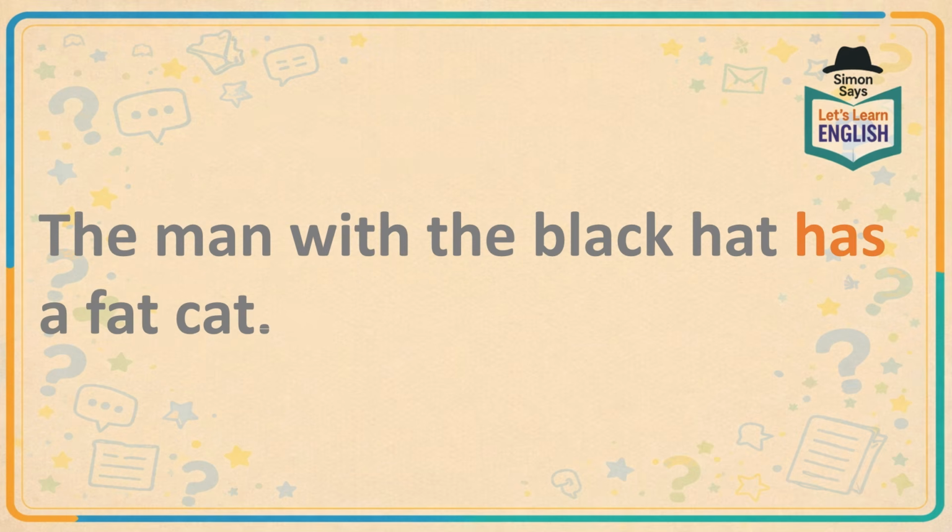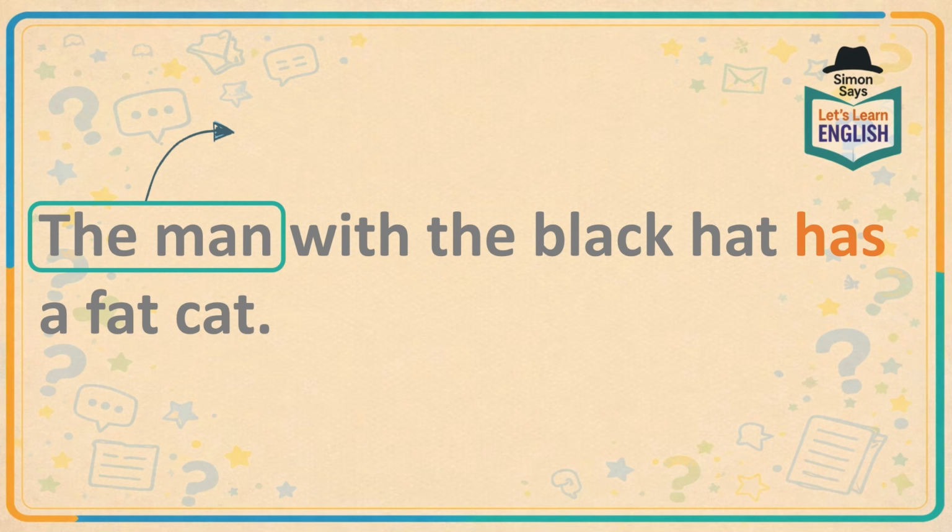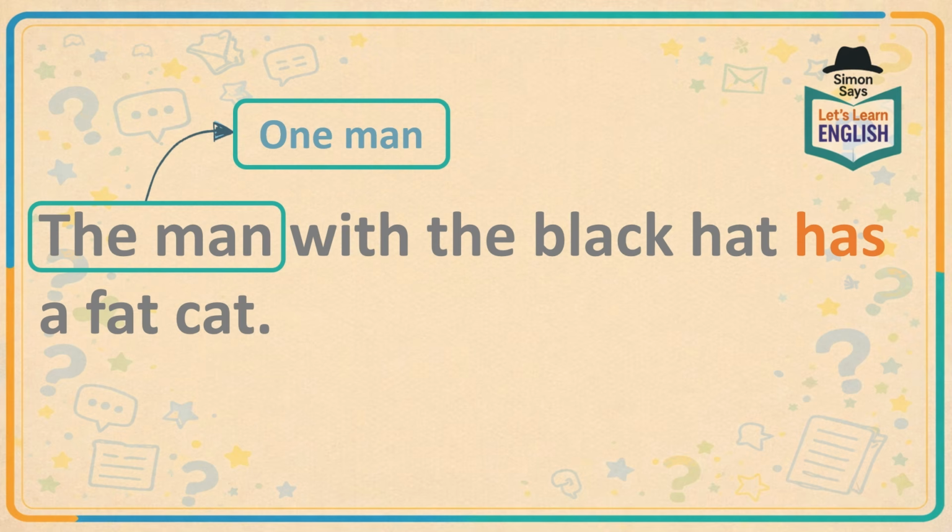The man with the black hat has a fat cat. So what is the main thing that this sentence is talking about? It's talking about the man. So how many men are we talking about? We're talking about one man. Therefore, we use has.